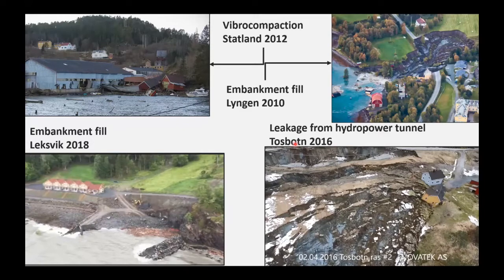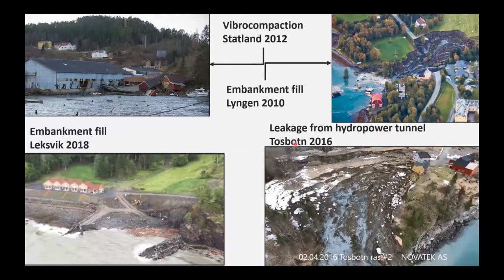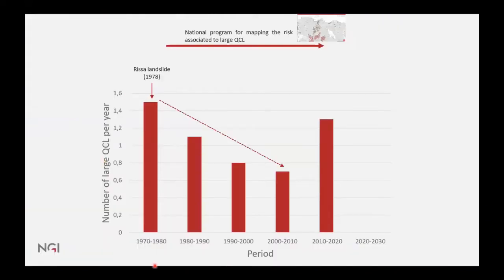This is just a graphic in Norway since the 1970s. Some of you may have heard about the Rissa landslide back in 1978, and that was an important landslide also with loss of life and very large damages.